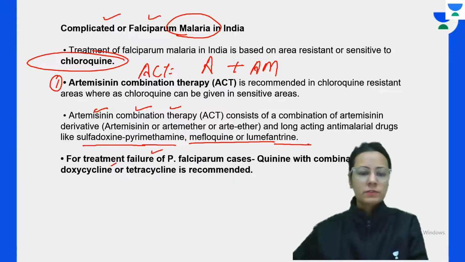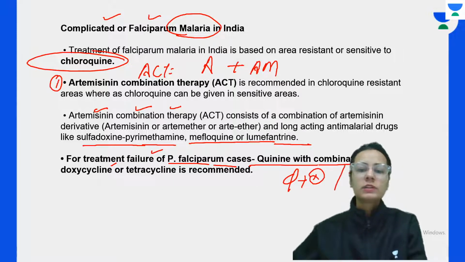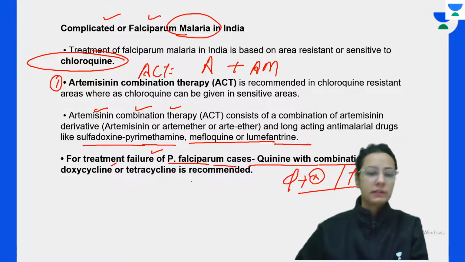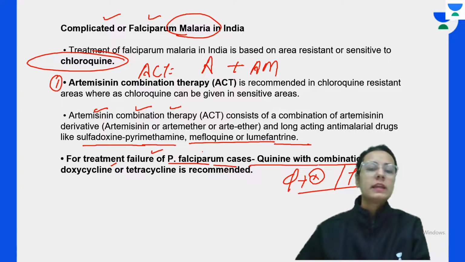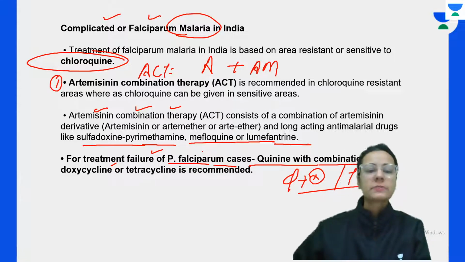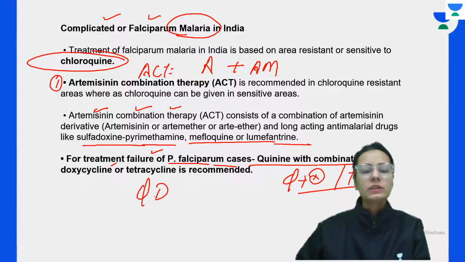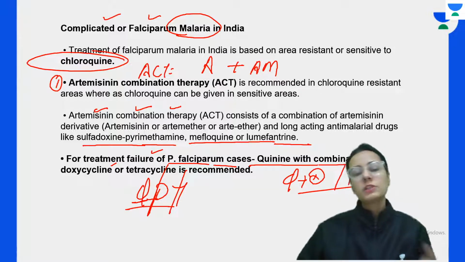For the treatment of the falciparum cases, quinine with the combination of the doxy or the tetracycline is recommended. So, although the treatment is the chloroquine, in those areas where chloroquine cannot be given, we give the ACTs, like in the northeast part of India. And for the treatment of the falciparum, we give the QDT, that is the combination of the quinine with the doxycycline or tetracycline.